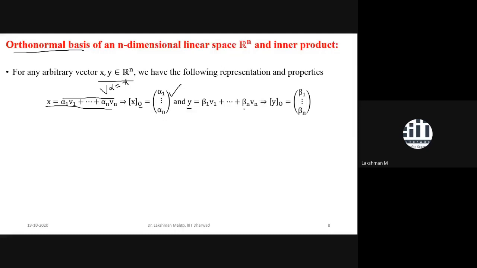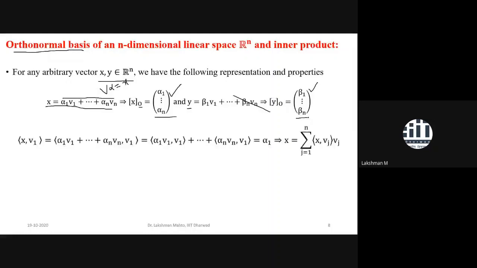Similarly, the coordinate vector of y with respect to that orthonormal basis is this one here, because y is different from x. So definitely the coordinate vector of y would be different from the coordinate vector of x. So we get the coordinate vectors of x and y with respect to the basis, and you are already aware of these representations. Now, can we find these coordinate vectors directly with the help of the inner product?